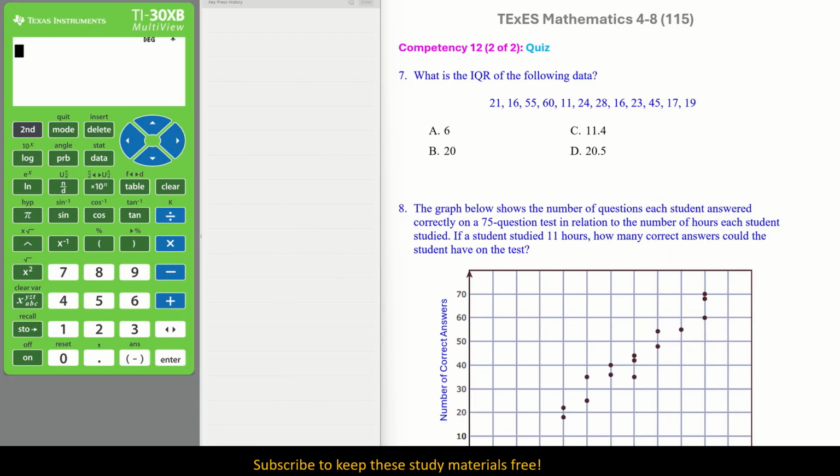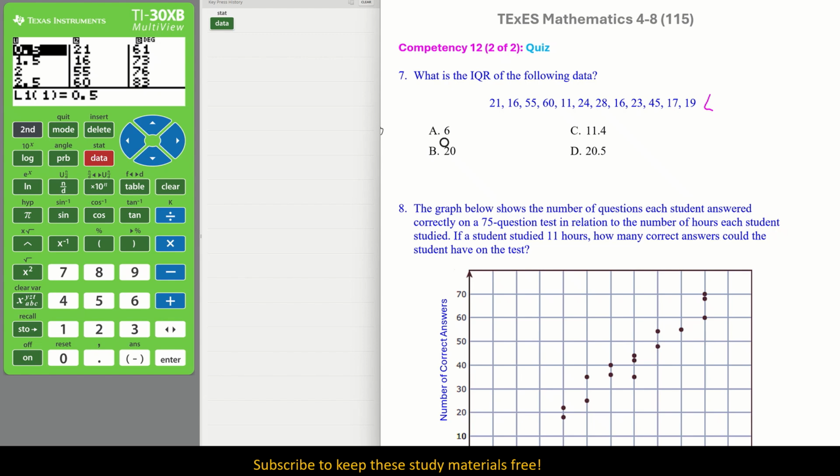Number 7, what is the IQR of the following data? Okay, this is from the prior question, which we already have populated. So let's look at our data list. There's the data, I have it populated in L2. So let's use our calculator to figure this out.